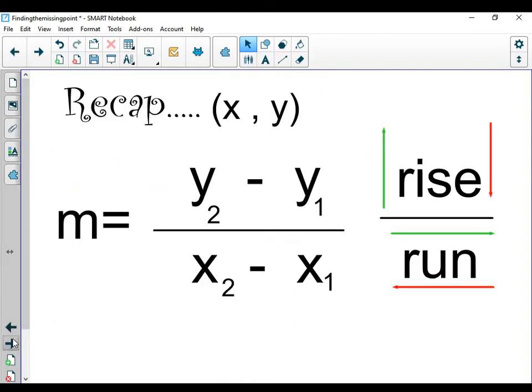First, let's recap what the slope is and how you find it. Remember, slope is y2 minus y1 over x2 minus x1. It's the change in y over the change in x, also known as the rise over run. Rise tells you which way you're moving up or down, which is your y numbers. You're going along the y-axis, and run tells you which way to go from left to right, which is your x-axis, which is the change in your x's.